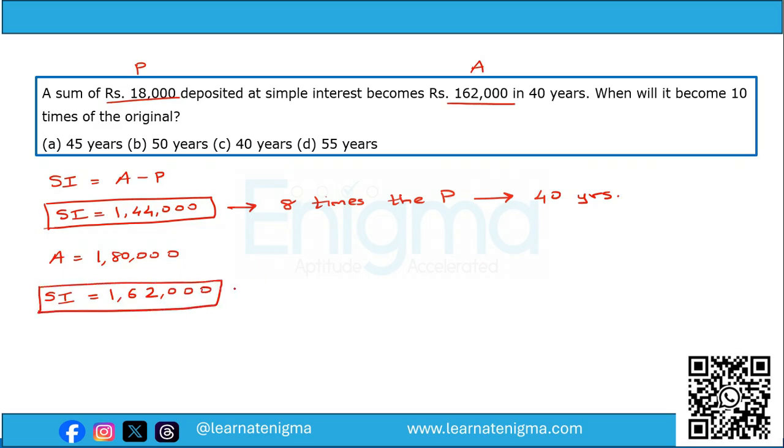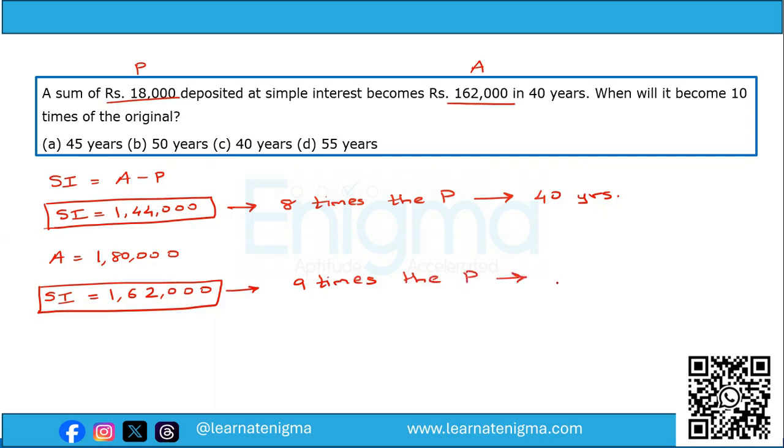Now, here we use the property of simple interest that it is constant every year. So it is becoming 8 times the principal in 40 years. Now we want the simple interest to be 1,62,000. That is 9 times the principal.